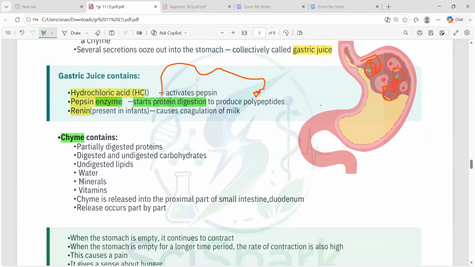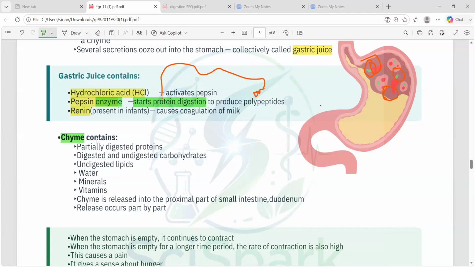So this chyme mainly consists of many things. Okay, one is what? It is the partially digested protein. Because when it comes to the chyme in stomach, what happened? These proteins got converted to what? Polypeptides. These proteins got converted to polypeptides.